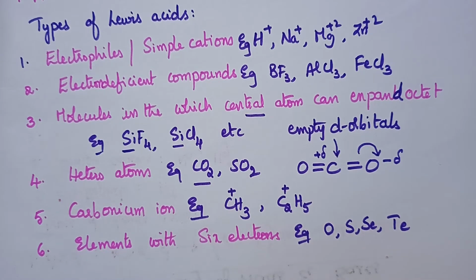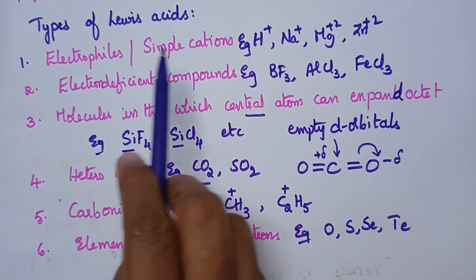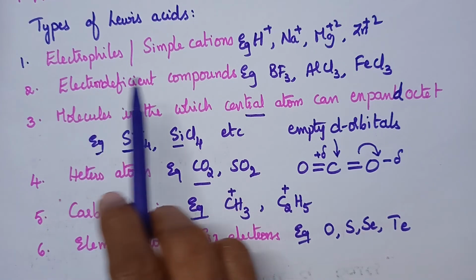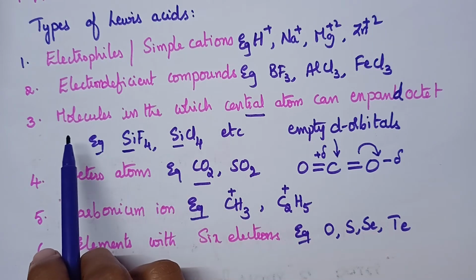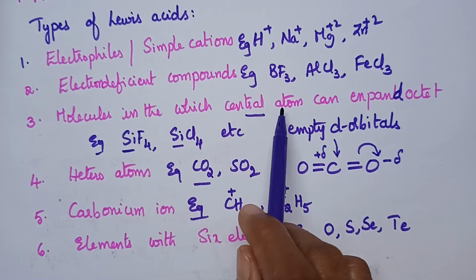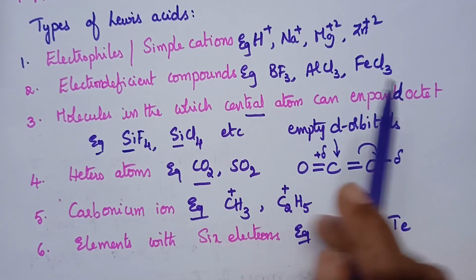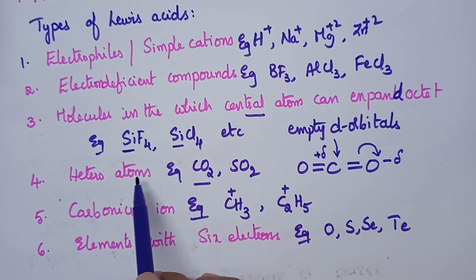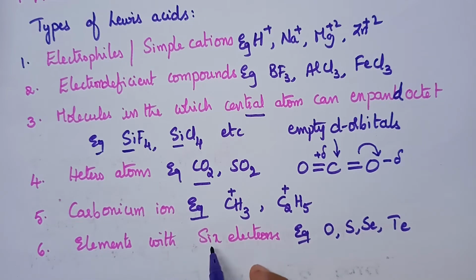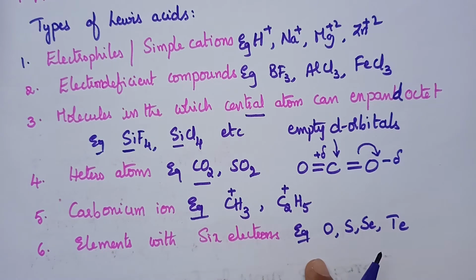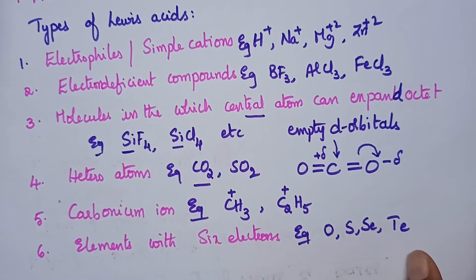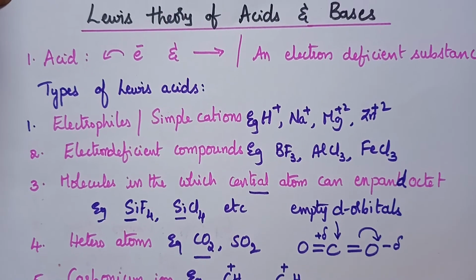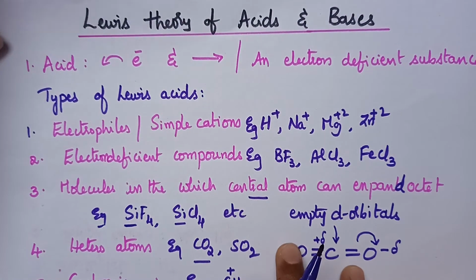So simply, Lewis acids include electrophiles or simple cations, electron deficient compounds, molecules in which the central atom can expand its octet, molecules containing a double bond between the heteroatoms, carbonium ions, and elements with 6 electrons. Next, we will discuss the Lewis base.